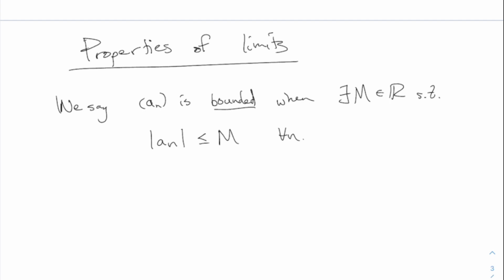All right, it just means there's some big number so that all the terms of the sequence are less than that. They don't get super duper big. There's some specific number that they're all smaller than in absolute value.